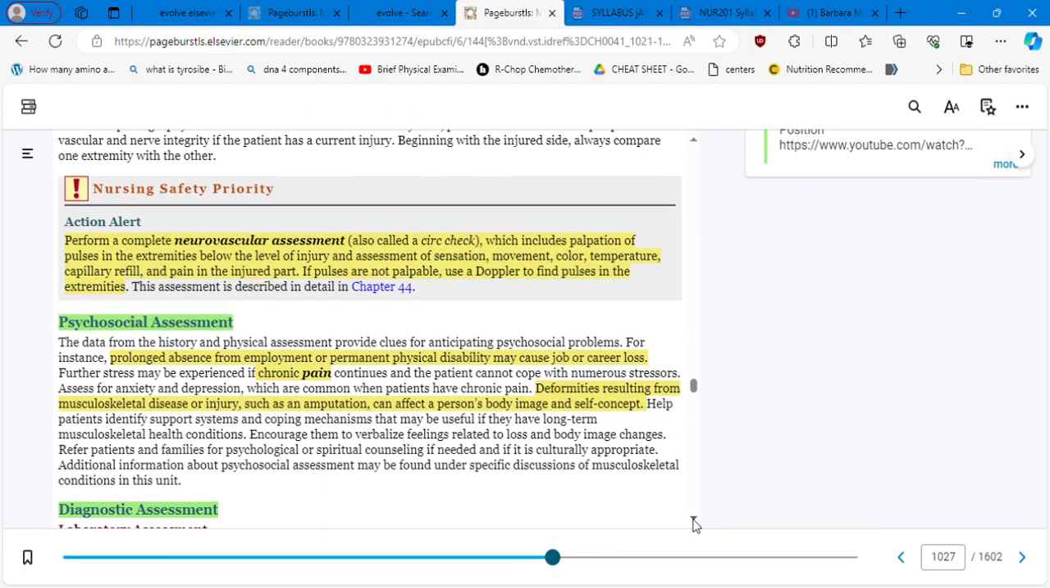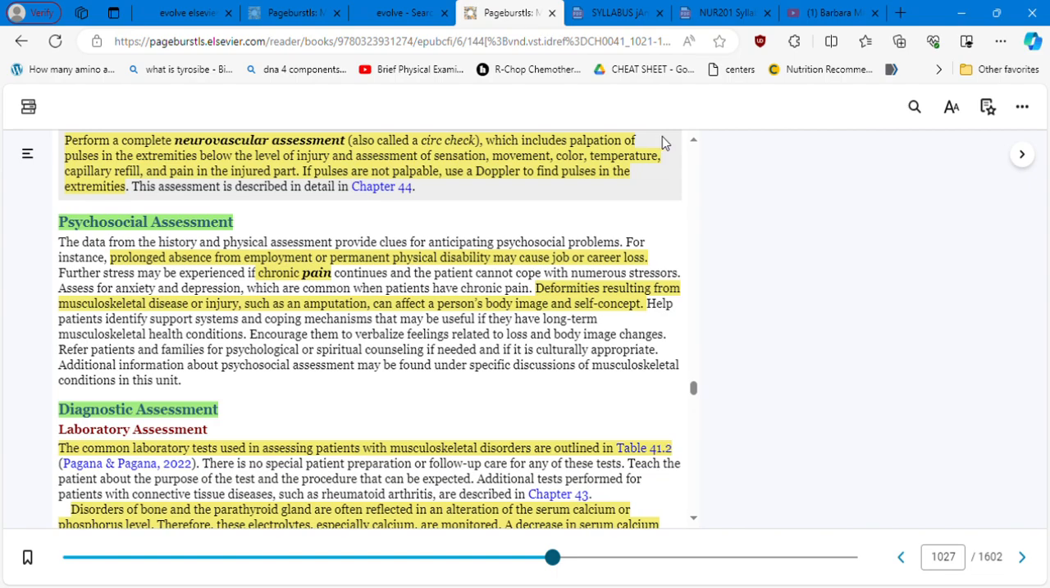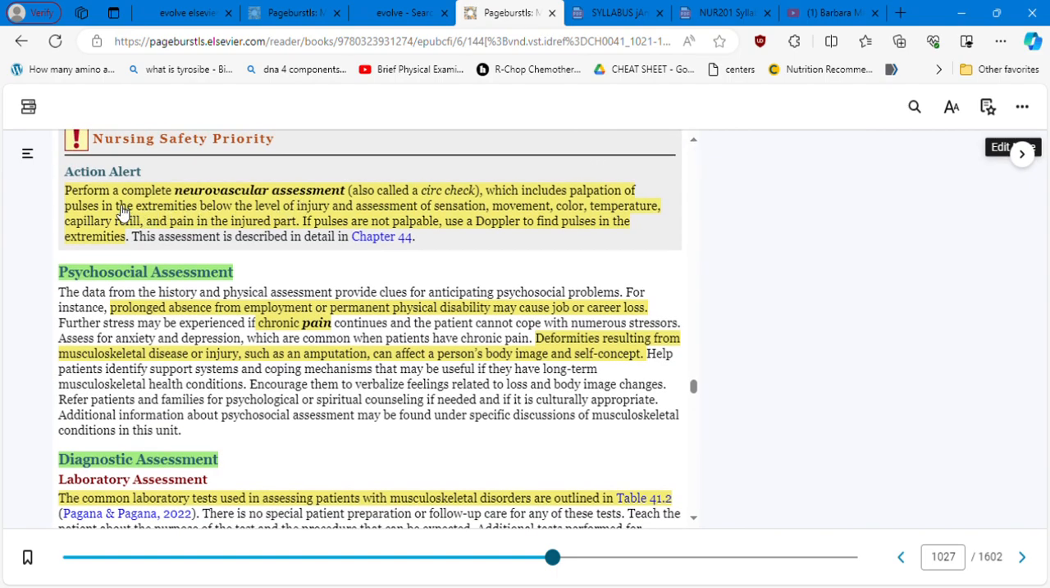Neurovascular assessment, this is a very, very, very important part. Perform a complete neurovascular assessment, also called a circ check, which includes palpation of pulses in the extremity below the level of injury and assessment of sensation, movement, color, temperature, capillary refill, and pain in the injured part. If pulses are not palpable, use a Doppler to find pulses in the extremities.